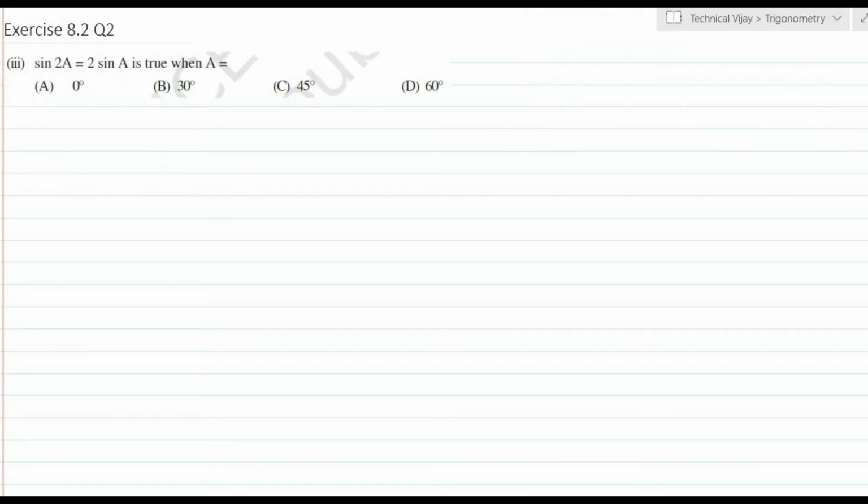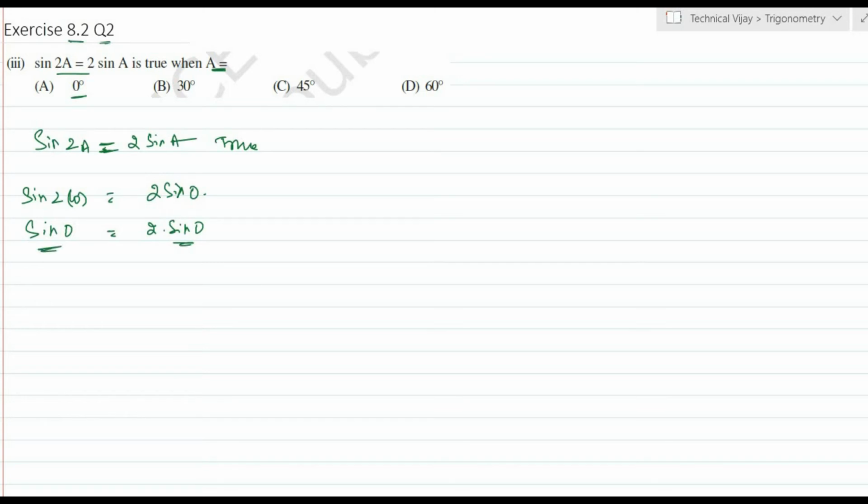So here, exercise 8.2, question number 2. Sine of 2A is equal to 2 sine A. This will be true when A is equal to what? So we substitute these values to see for which value of A this condition will be satisfied. For sine of 2 into 0, is this equal to 2 sine of 0? Is it applicable?